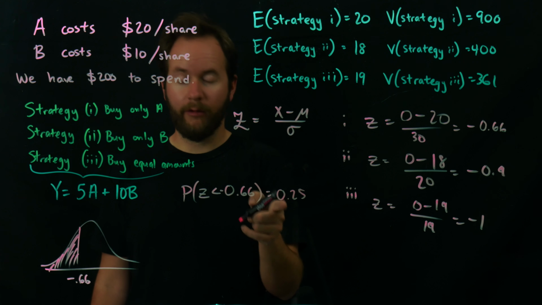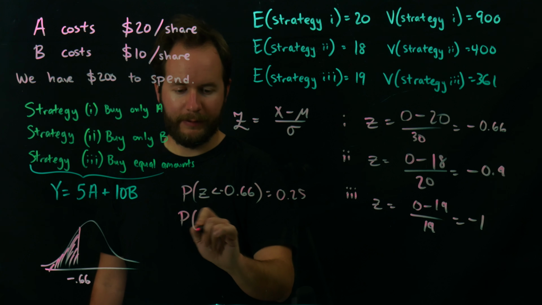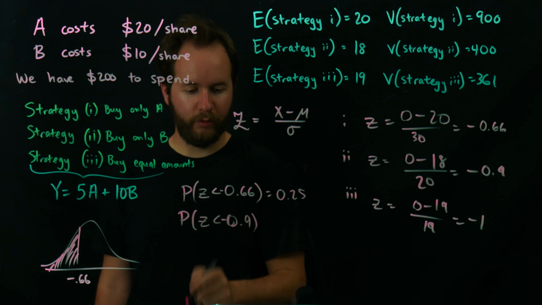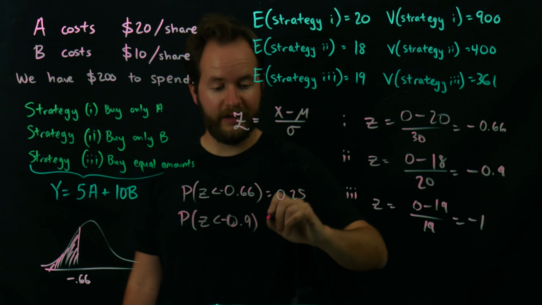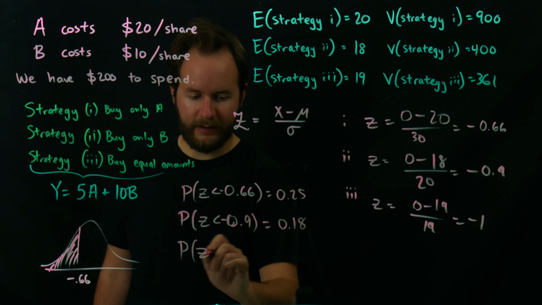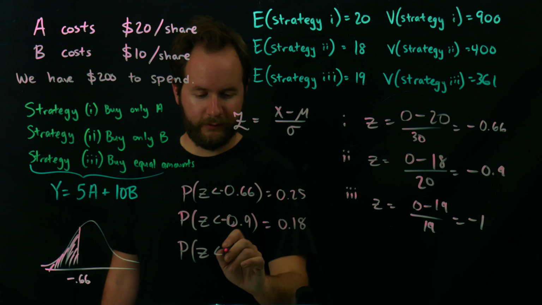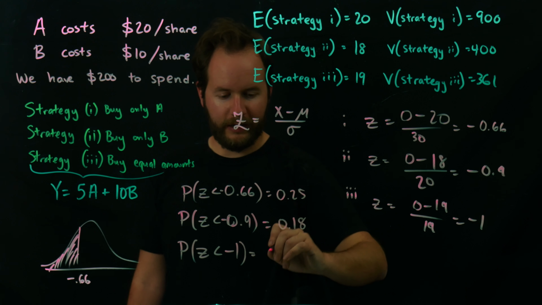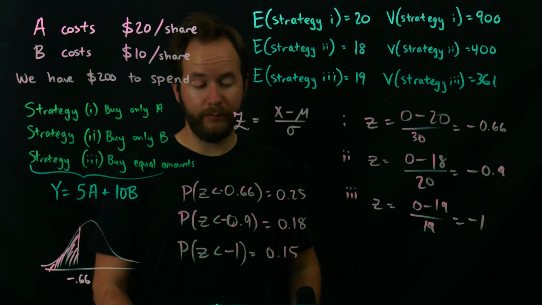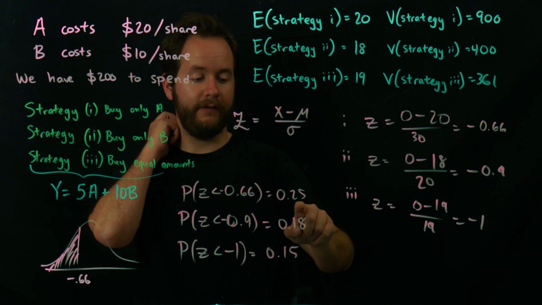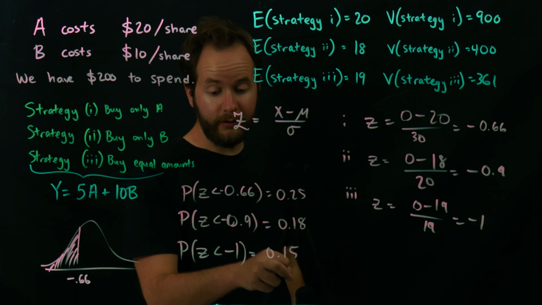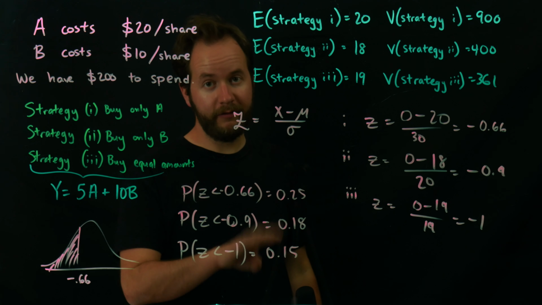This is strategy 1. The probability we lose money is 0.25. The probability that you lose money with strategy 2 is the probability that z is less than negative 0.9. Using either a graphing calculator or a z-table, we find this probability is 0.18. And the probability that z is less than negative 1, our z-score from strategy 3, is 0.15. So the likelihood we lose money in strategy 1 is 0.25, in strategy 2 it is 0.18 or 18%, and we are least likely to lose money in strategy 3, where we have a 15% chance of losing money.